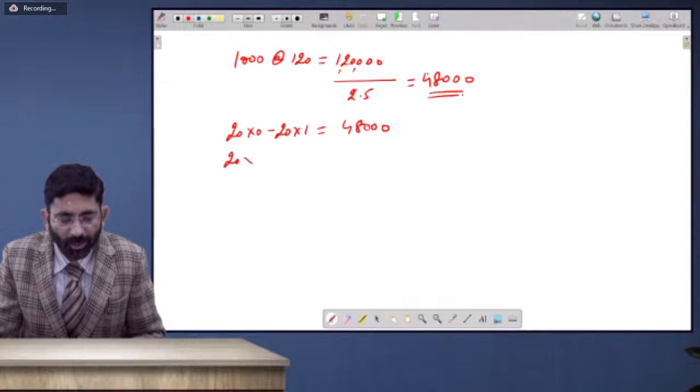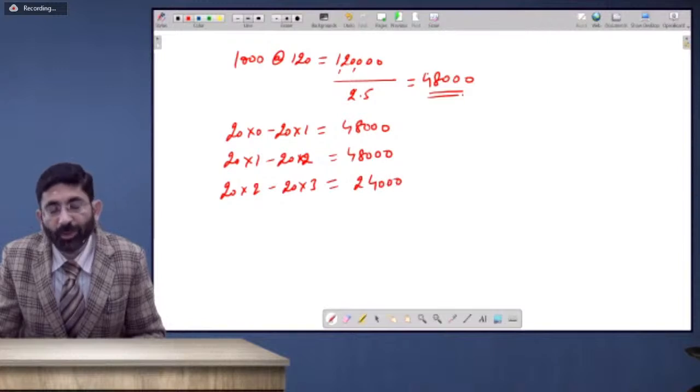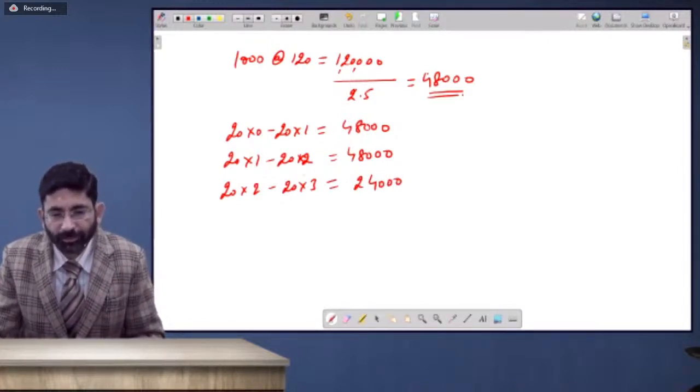In 2011-12, we will write off 48,000. In 2012-13, we will write off 24,000 as it will be of 6 months only, as already clear to everyone.